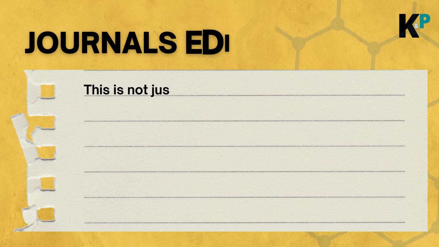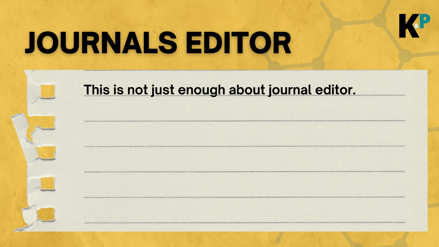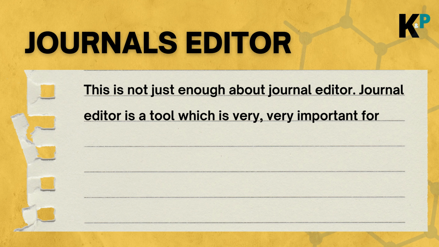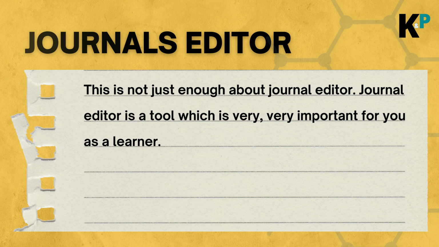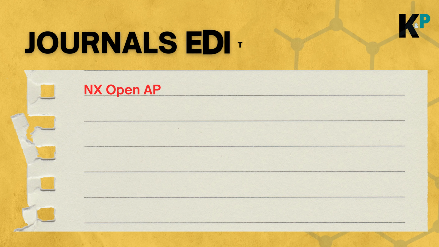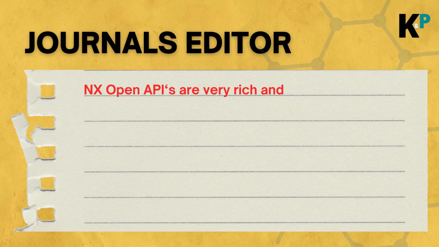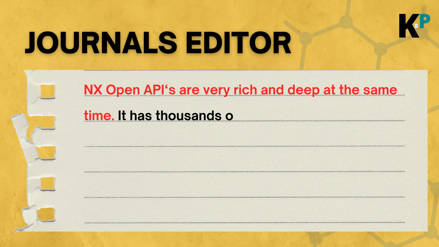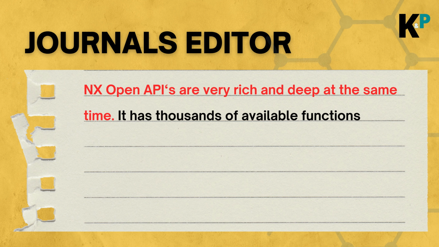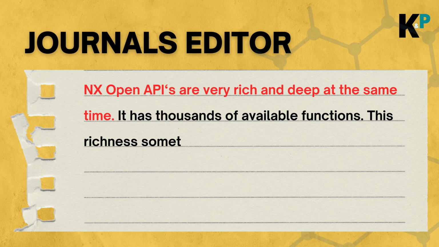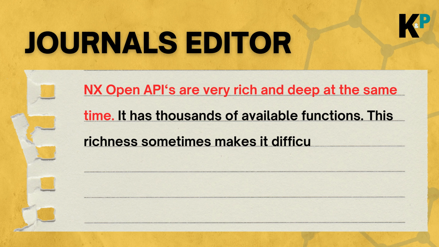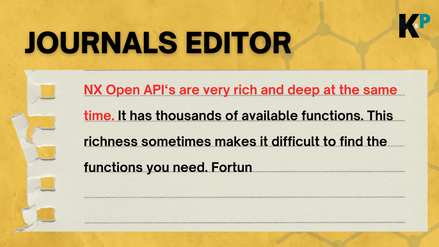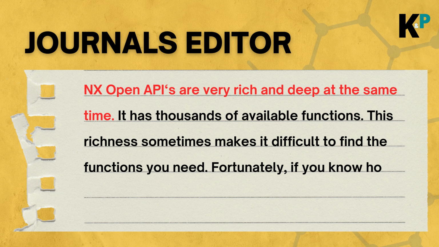This is not just enough about journal editor. Journal editor is a tool which is very, very important for you as a learner. Maybe you are aware or you might not be aware, NX Open API is very rich and deep at the same time. It has thousands of available functions. This richness sometimes makes it difficult to find the functions you need.